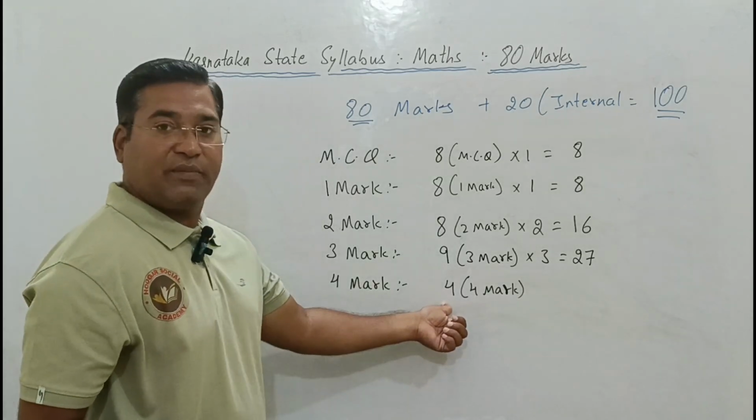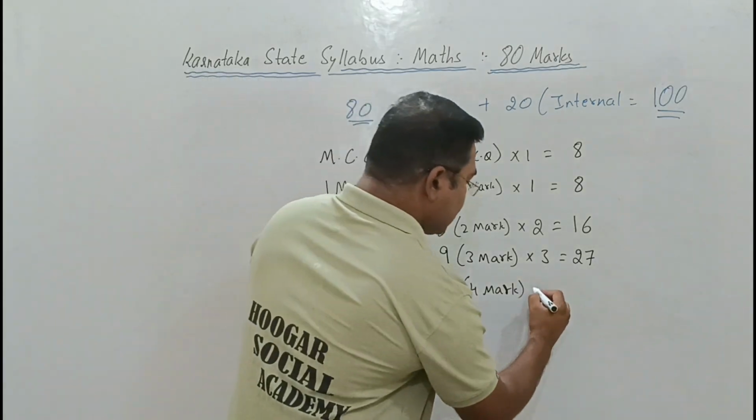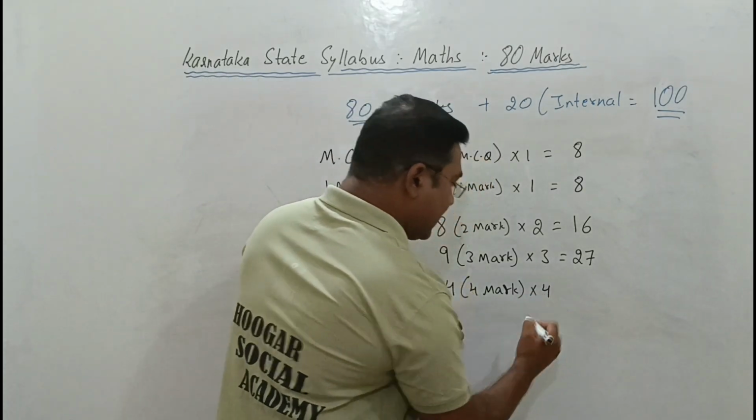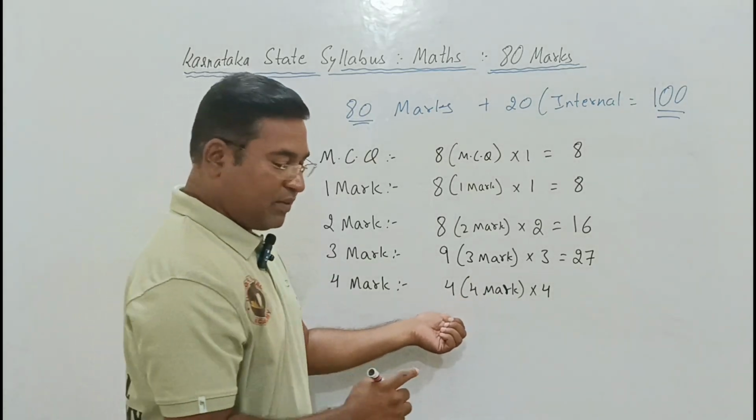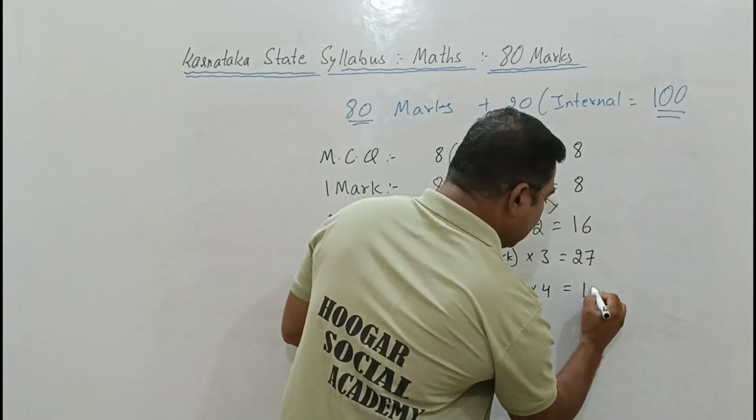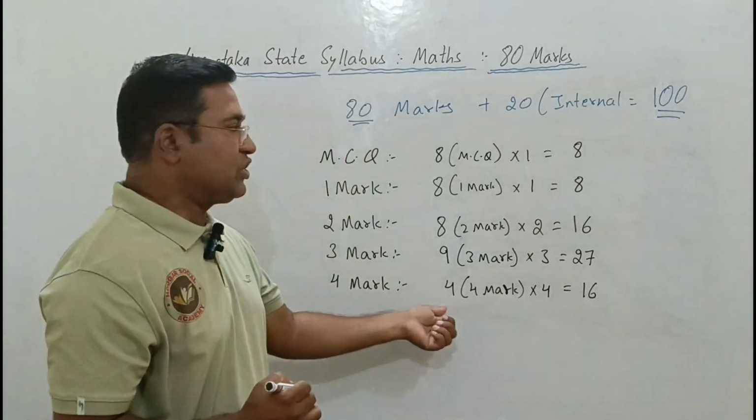Okay, how many questions will be asked? Four questions will be asked, and each question carries 4 marks. Each question carrying how many marks? 4 marks. 4 fours are 16.